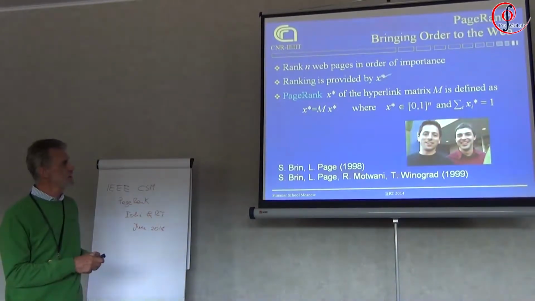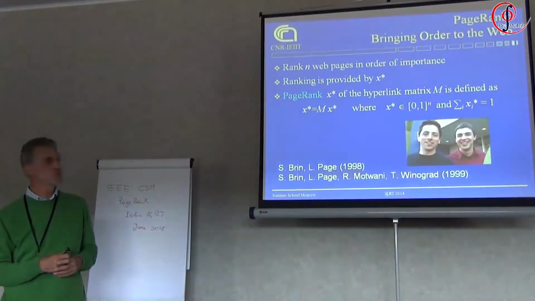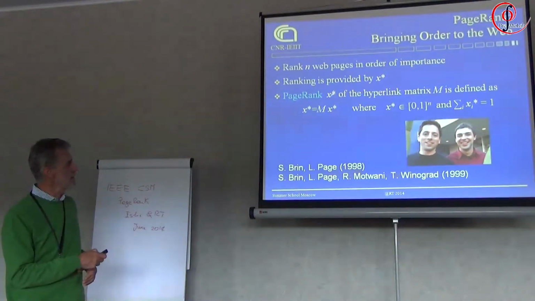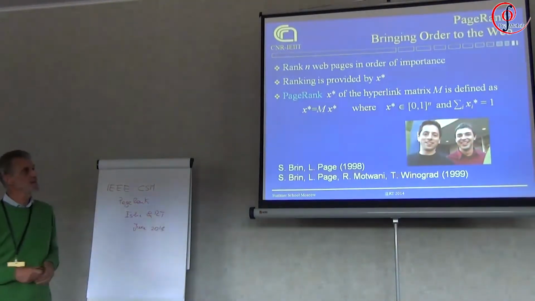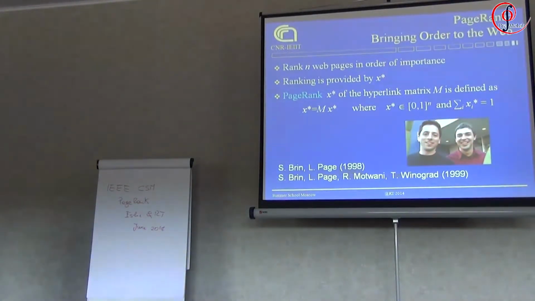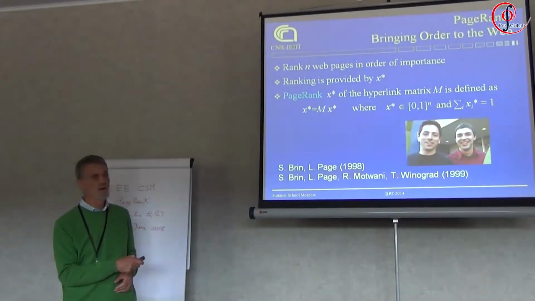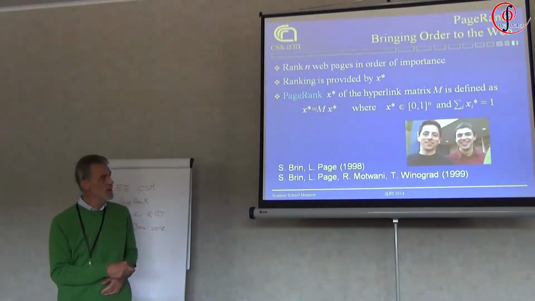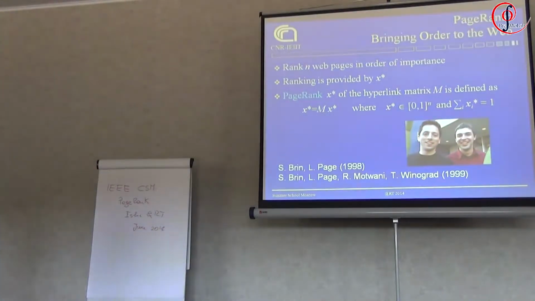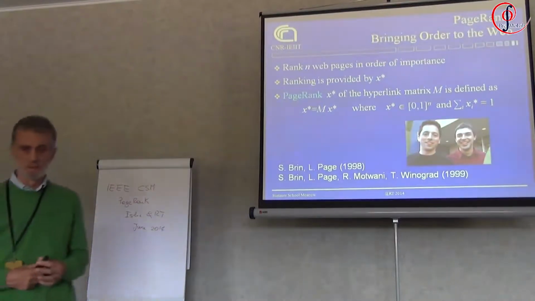So the ranking is now provided by x star, by the stationary value. PageRank x star of the hyperlink matrix M is now defined as M x star equal to x star, where x star is a vector with n components, and each component is in the interval (0, 1), and then it is suitably normalized, so that it is a probability vector. So that's the definition of PageRank.